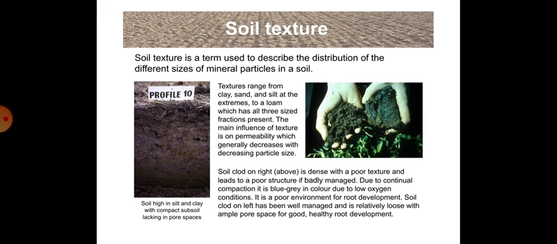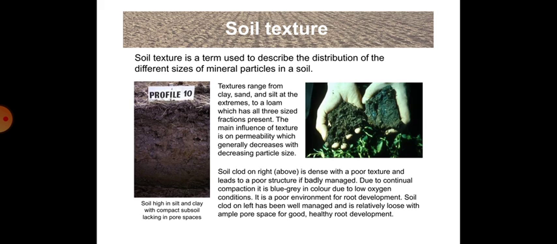Now we'll discuss soil texture. Soil texture is a term used to describe the distribution of different sizes of mineral particles in a soil. Texture ranges from clay, sand and silt at the extremes to a loam which has all three sized fractions present. The main influence of texture is on permeability, which generally decreases with decreasing particle size.